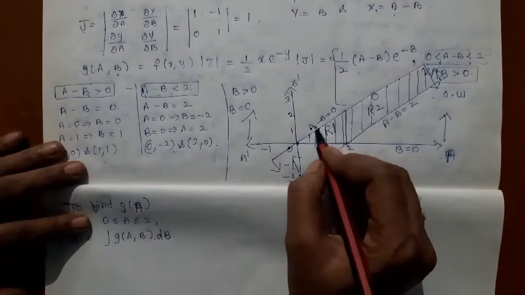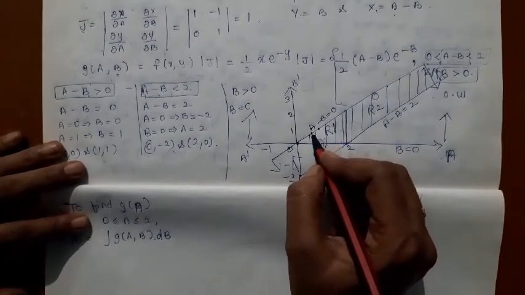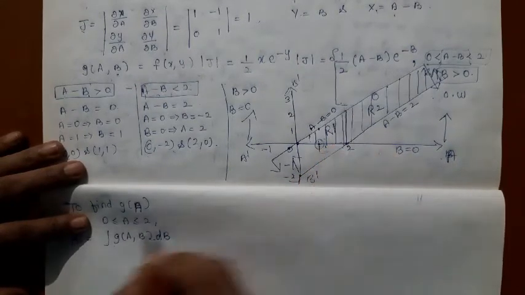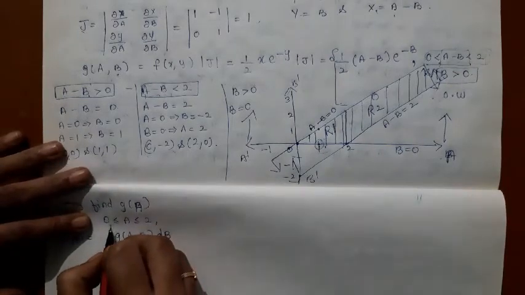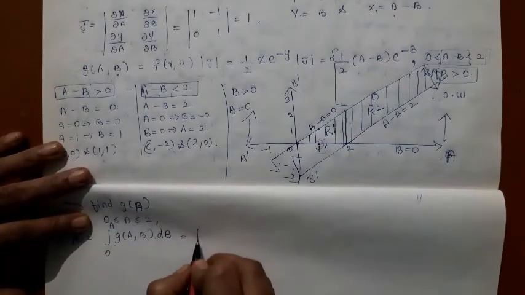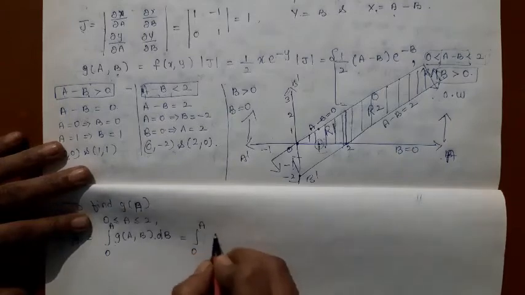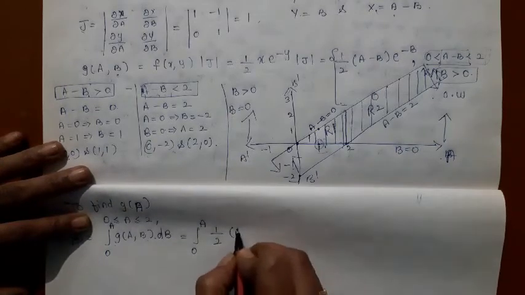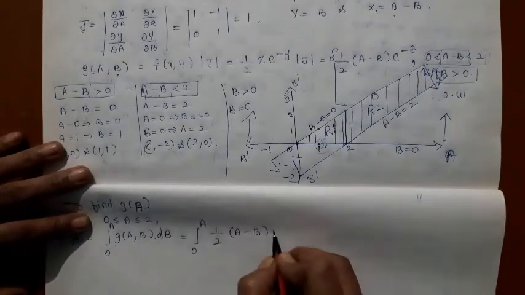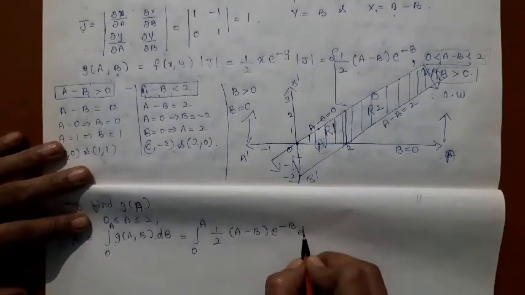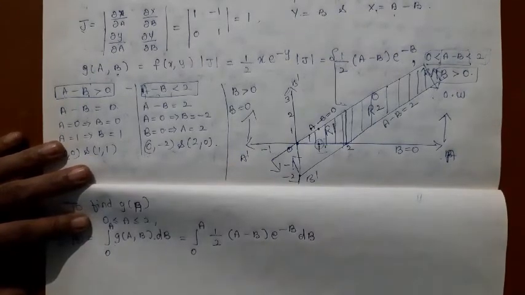b is equal to 0 to a. Minus b equal to 0 means what is b? a is equal to b. So 0 to a you should integrate. Okay. So the integral from 0 to a of 1 by 2 (a minus b) into e power minus b db. This has to be integrated.